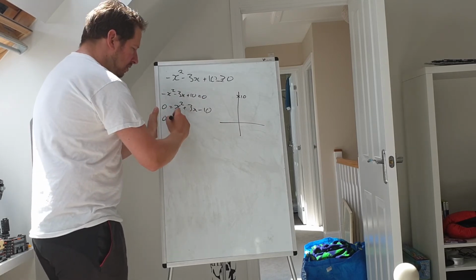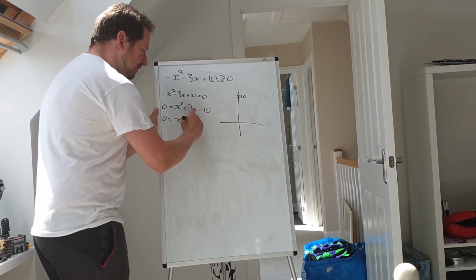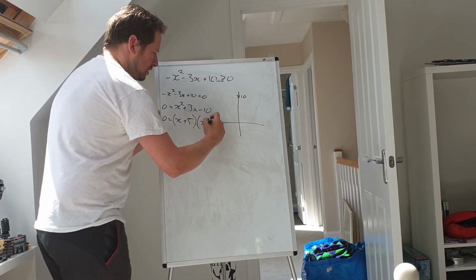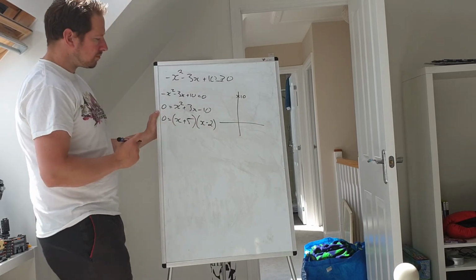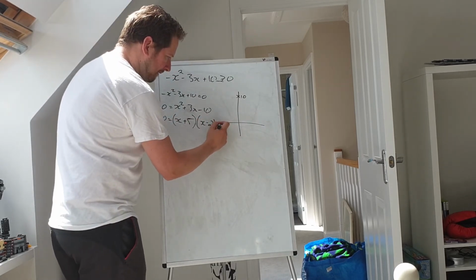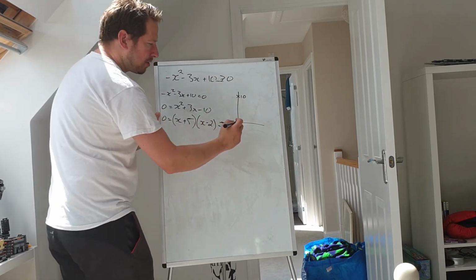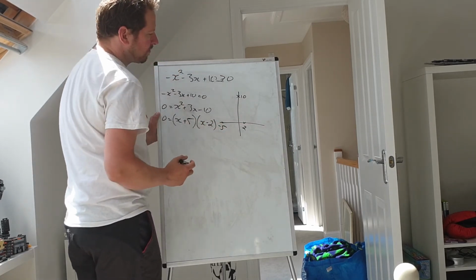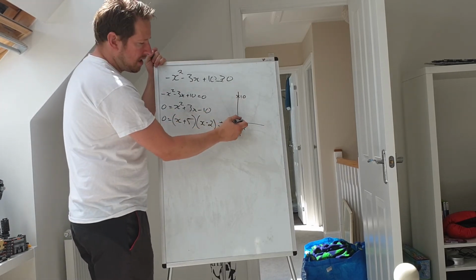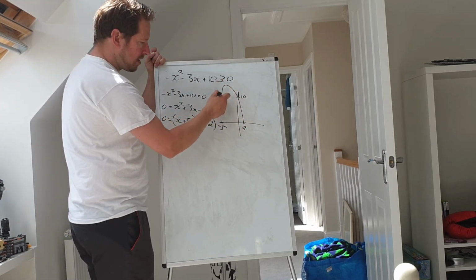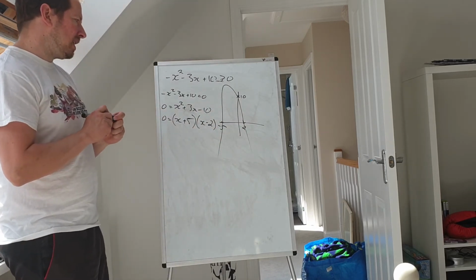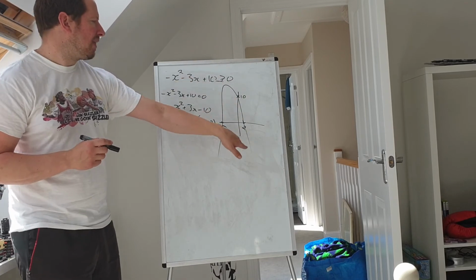So sketching that, or factorising that, we'll get x plus 5, x minus 2. So therefore it's going to go through at minus 5, and it's going to go through at positive 2. And remember, the top of the curve doesn't go through at 10. It goes past there, so it's going to look like that. So our negative parabola is going to look something like that there.